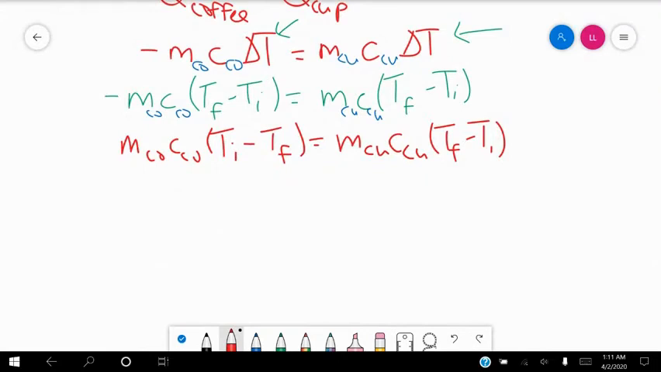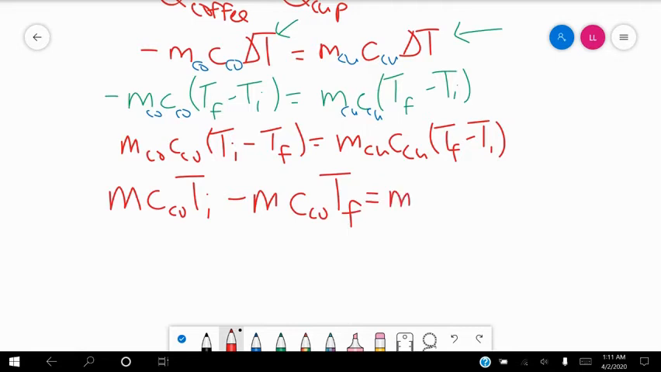So if I distribute the M times C_O, I'm going to end up with something that looks like this. I do the same thing with the cup. I apologize for not writing all the subscripts on some of these. So this is the coffee. It's a little easier when you just see A's and B's. I could have simply done A and B.